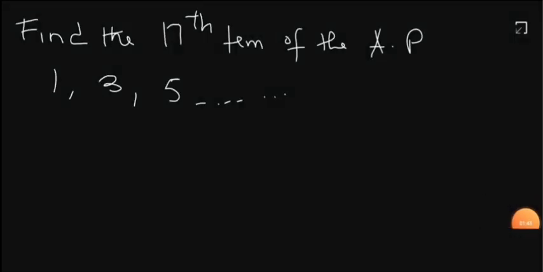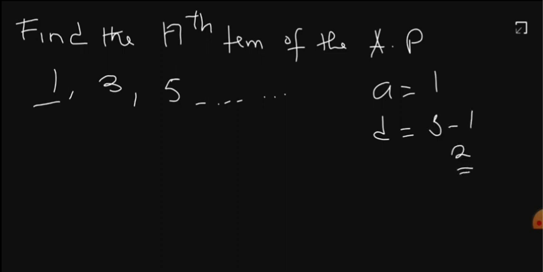So let's look at this example. It says find the nth term of the AP below. We've got 1, 3, 5. So before we go any further, we need to know what is a. A is the first term in this case, which is 1. Our common difference, you can say 3 minus 1, which gives us 2. You can also prove by saying 5 minus 3, which also gives you 2.